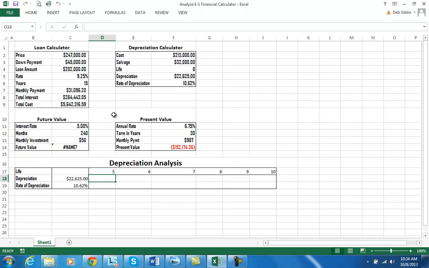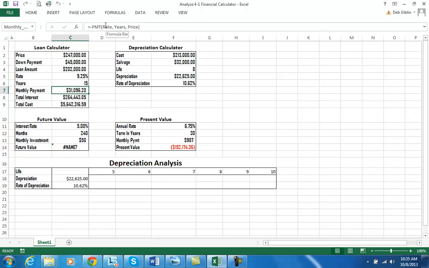The first one I want to go over is 1B. Correct a monthly payment formula in C7 and the total interest in C8. Now I can look at this and say, okay, I'm going to buy a house for $247,000. The down payment is $45,000. So now I need a loan amount of $202,000. With the interest rate of 9.25, I want to have my loan for 15 years. So I can look at this and say something's off because there's no way I would have a monthly payment for my house of $31,000.